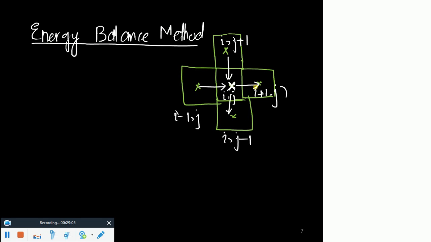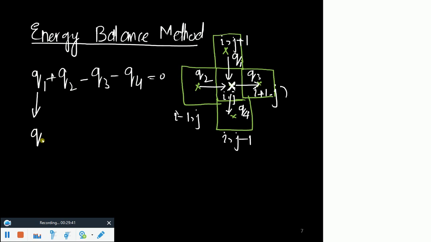Now if you look at this, let's say this heat transfer rate is Q1, this is Q2, this is Q3, and this is Q4. If I ask you to apply the energy balance method on this conduction phenomena, you would say, okay, fine, Q1 plus Q2 minus Q3 minus Q4 should be equal to 0. That's what we would say, right? Energy in is equal to energy out. Very simple.